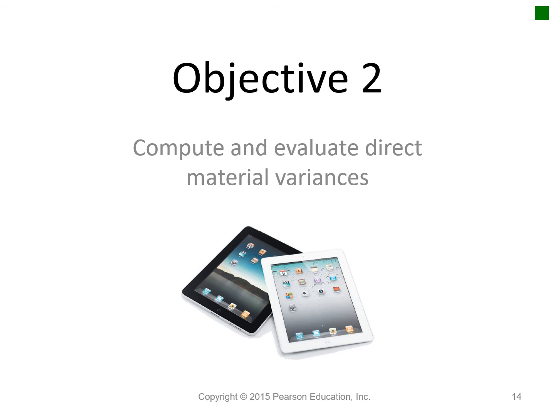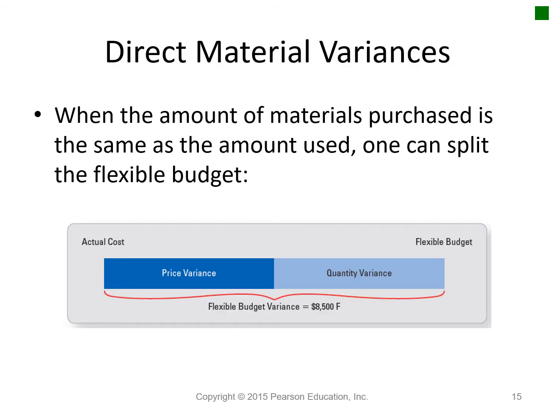Okay, so for objective 2, we're going to look at how to compute and evaluate these direct material variances. When computing direct material variances, there are actually 2 variances we're going to be looking at. One of the variances is called a price variance, and the other is called a quantity variance. Now, we're going to look at a couple of different scenarios. One scenario is when the amount that you purchased is the same amount as what you use. So in other words, there is no inventory left over. We'll look at that scenario, and then we'll also look at another scenario when what you purchased is different than what you've actually used.